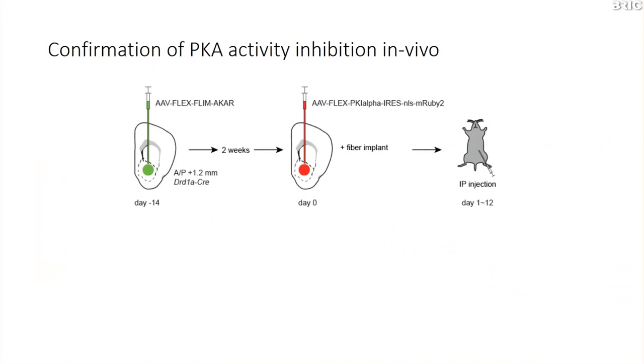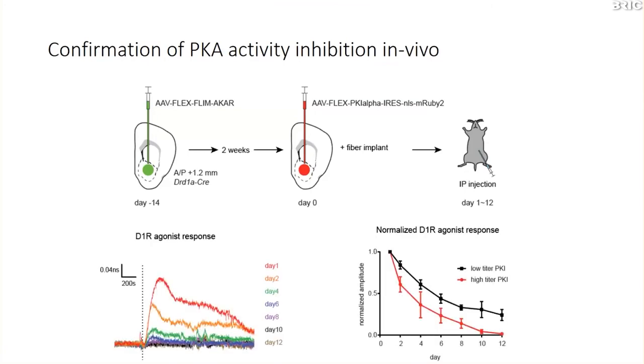We confirmed that PKI indeed blocks the PKA activity in vivo by co-expressing FLIM-AKAR and the PKI in D1 animals. To have a relatively strong expression of the sensor before the expression of the PKI, we first injected the FLIM-AKAR virus 2 weeks before the PKI virus injection, and then performed the longitudinal experiments of checking the response of D1 receptor SPN PKA activation in response to D1 receptor agonists across 12 days. And we can see that PKA activation by D1 receptor agonists is reduced as the expression of the PKI increases across days.